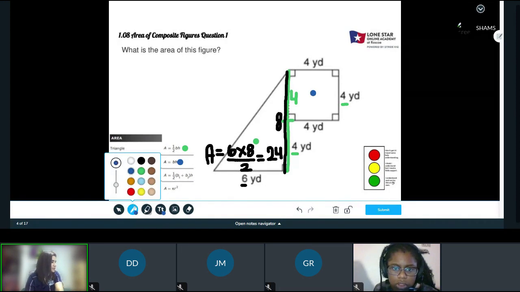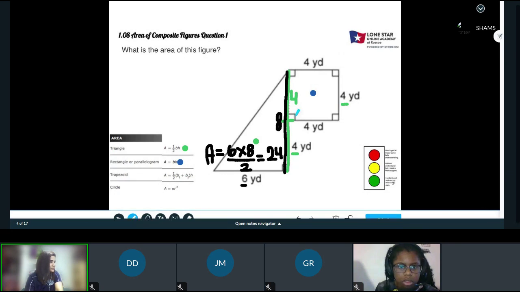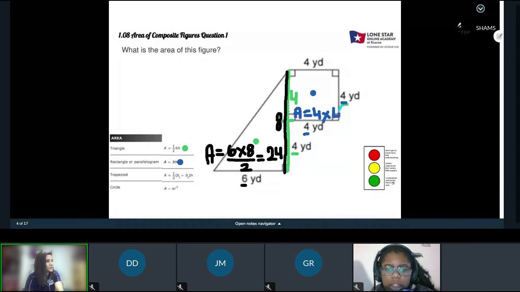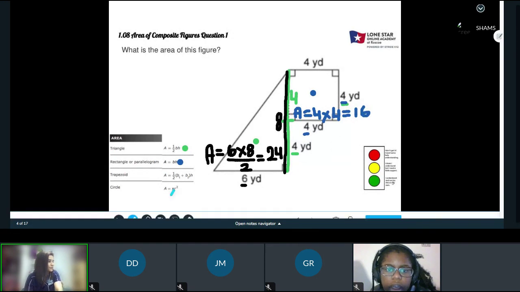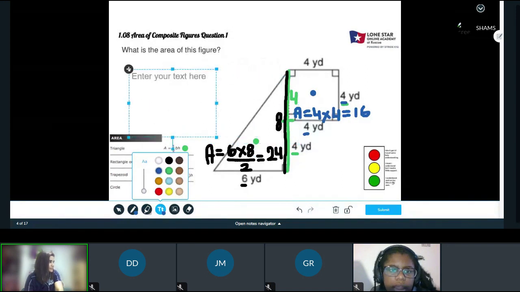And I'm going to use a blue color. And base times height is the formula for the area of a square. And because it is a square, base is 4. Right, over here, 4. Height is also 4. Right, the height is also 4. So I'm going to do 4 times 4. The area of the square turns out to be 16. In order to find the area of the total shape, you will add the 2 and you will get the area of the composite figure. So let's bring it here.